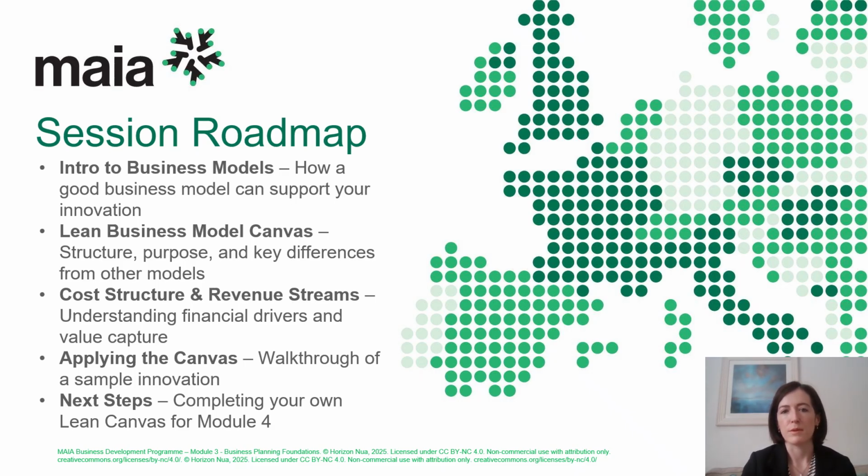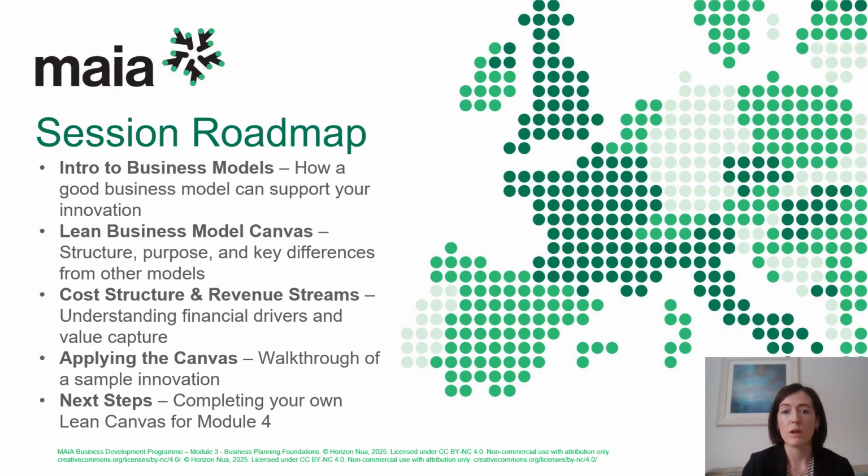In this session, we're moving from the big picture of your idea into a structured plan for how it will operate and generate value. We'll start with an intro to business models, looking at why every innovation needs one and how it becomes the bridge between your vision and the day-to-day operations of your enterprise. From there, we'll explore the Lean Business Model Canvas, a practical and flexible tool for capturing your business plan on a single page. We'll highlight how it differs from the traditional business model canvas and why it's especially useful for early-stage innovations.